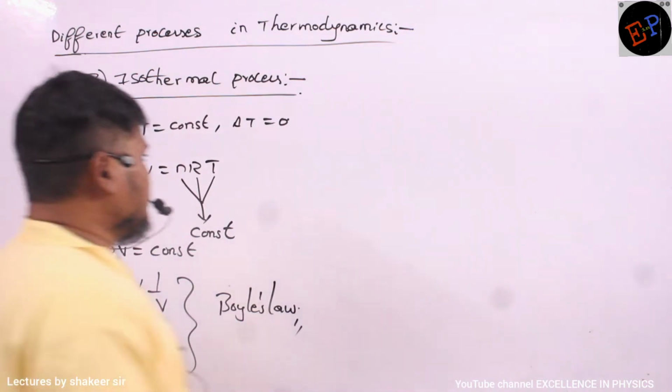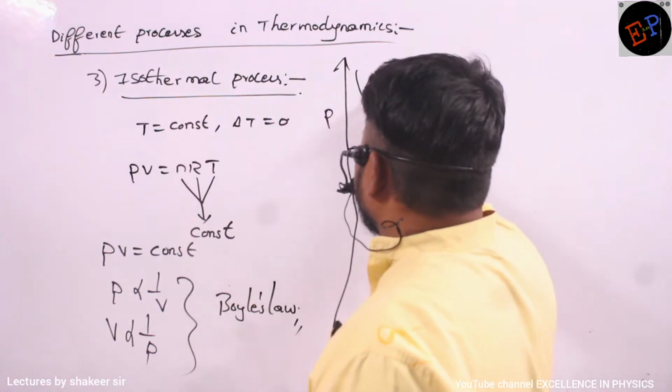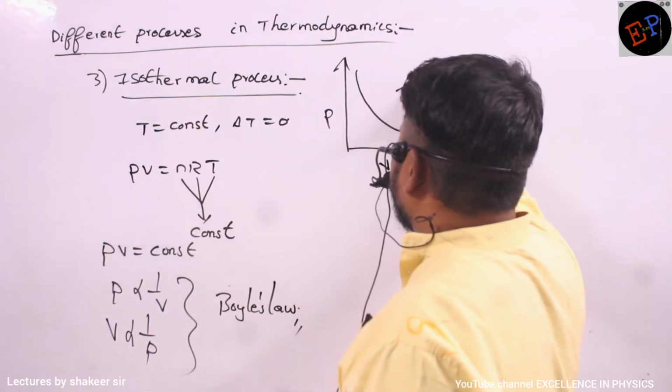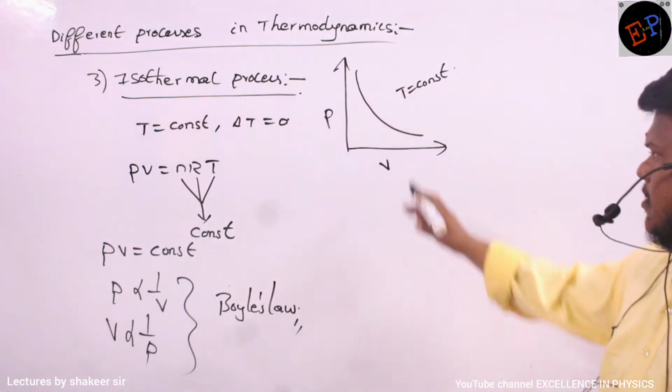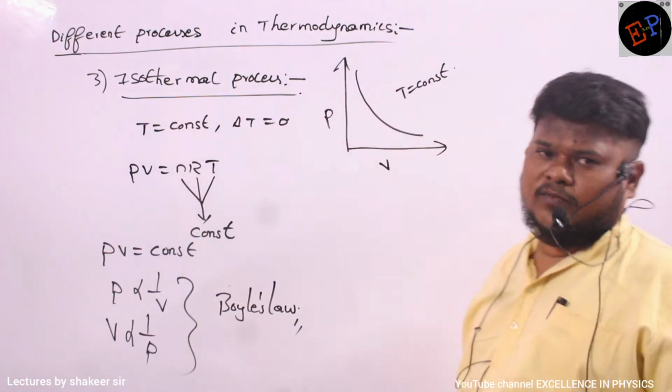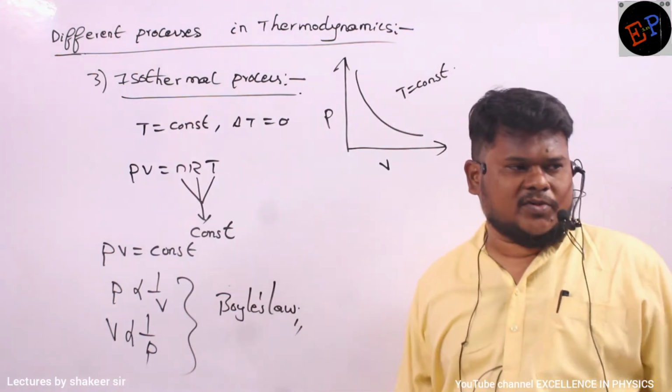Understood, no? So, how can I draw a graph of Boyle's law, ma? So, this is P, this is V. This is how I can draw the graph. Temperature is a constant. Already we studied, no? Why do we have to draw a graph like this? Because as pressure increases, volume should decrease, and as volume increases, pressure should decrease. They are inversely proportional to each other.